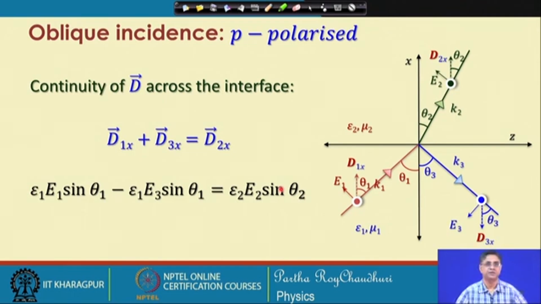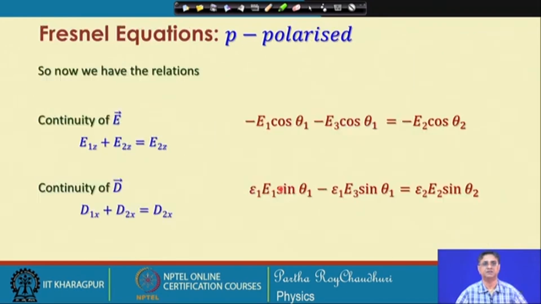So, we have two continuity conditions, and we will put these two conditions together to see how we can extract some relationship between E 1 and E 3, E 1 and E 2. So, in summary, we have this electric field continuity condition, and for the displacement vector we have this continuity condition.